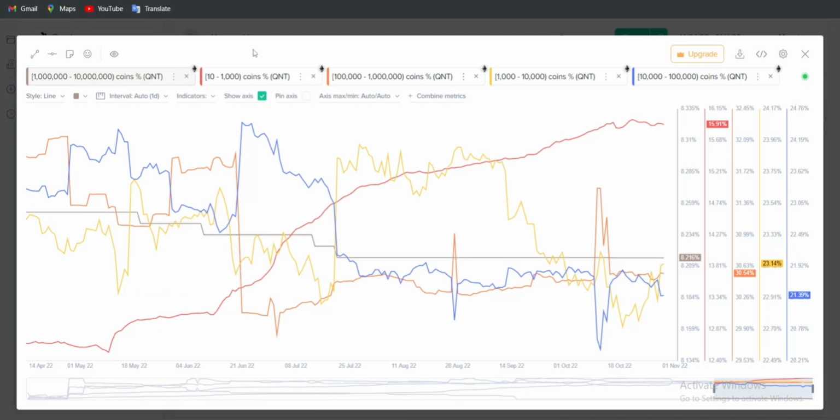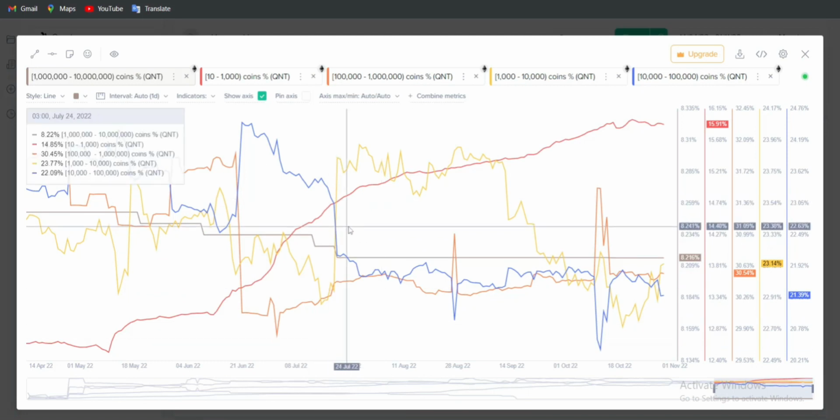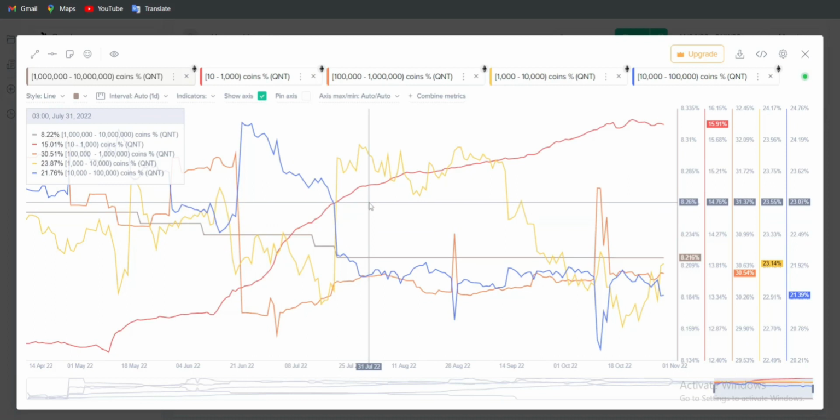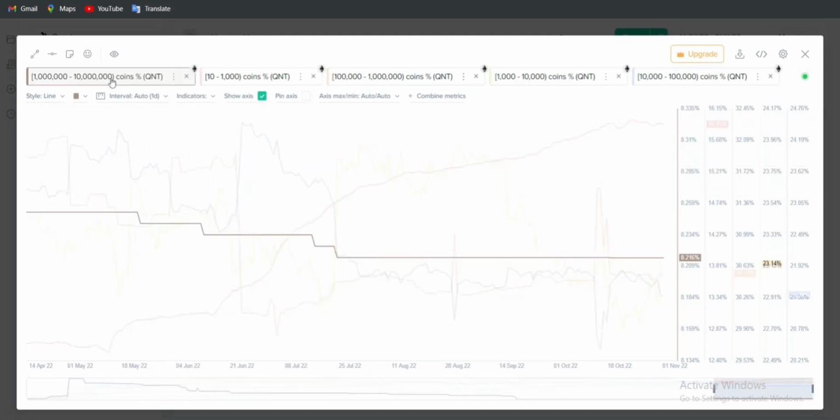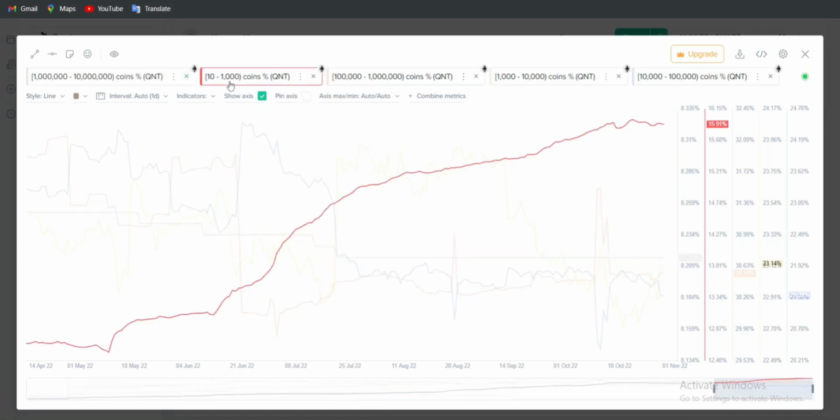Lastly, I want to talk a little bit about the supply and the distribution. What you see on the screen right here, all these lines, is basically the percentage of the circulating supply that is held by a certain number of addresses. So what you have right here is the addresses that have got at least a million Quant coins to 10 million. You can see that they constitute something like 8.21% of that supply.